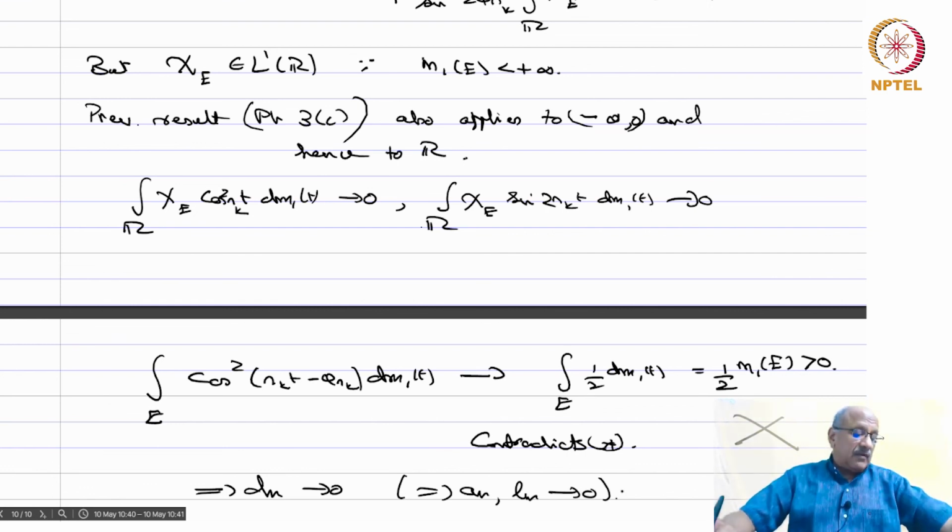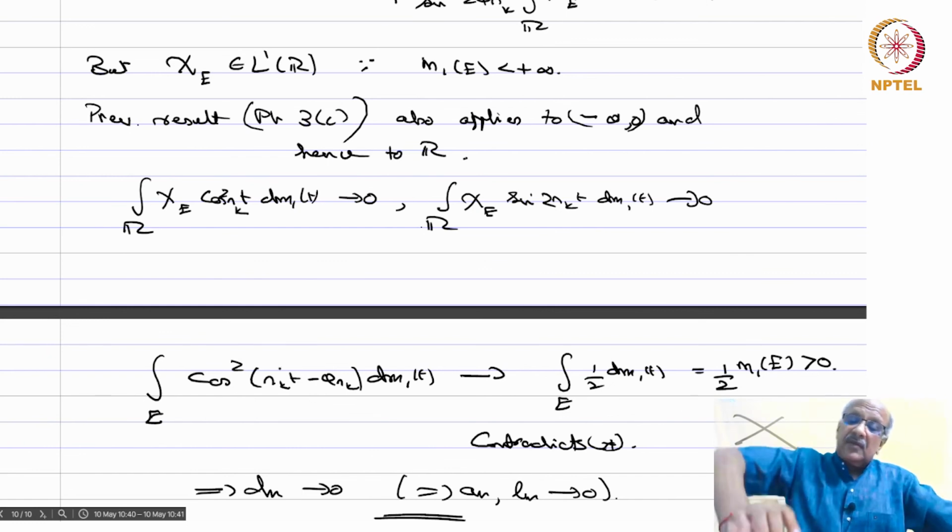So this is a very nice application of the Riemann-Lebesgue lemma, and essentially the argument depended on step functions being dense in L1. So we will continue with the exercises next time.